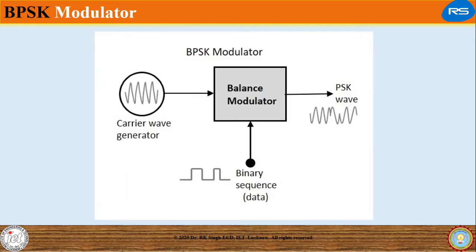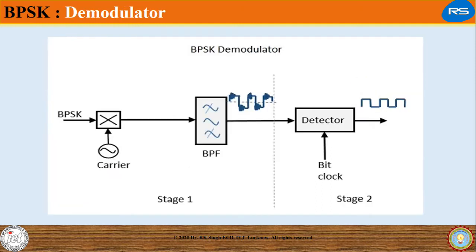Now we'll talk about the BPSK modulator. The modulation of BPSK is done using a balanced modulator which multiplies the two signals applied at the input. For a zero binary input, the phase will be 0 degree, and for a high input, the phase reversal is of 180 degree. Now we'll talk about the BPSK demodulator.